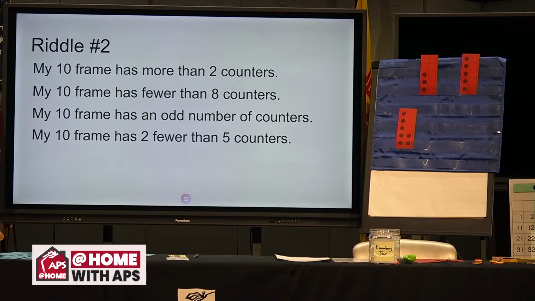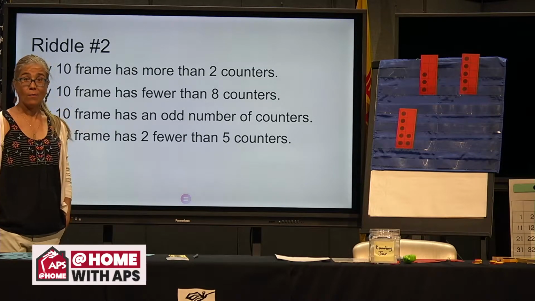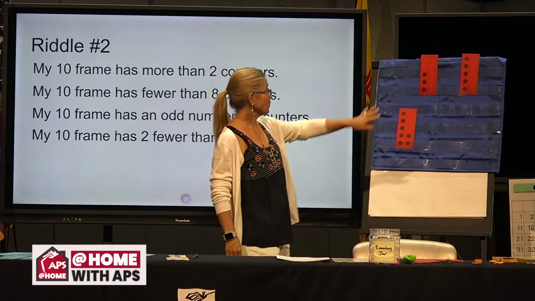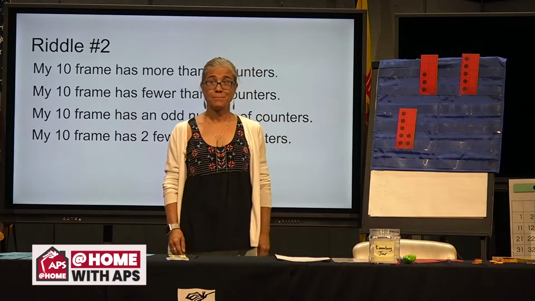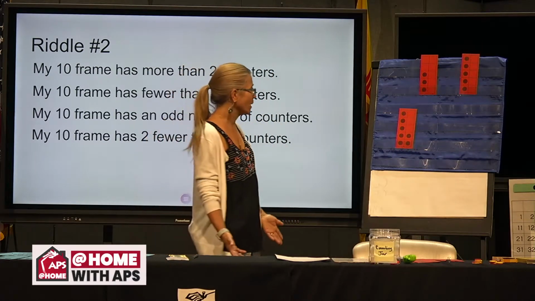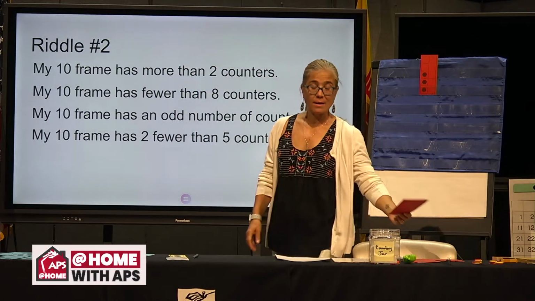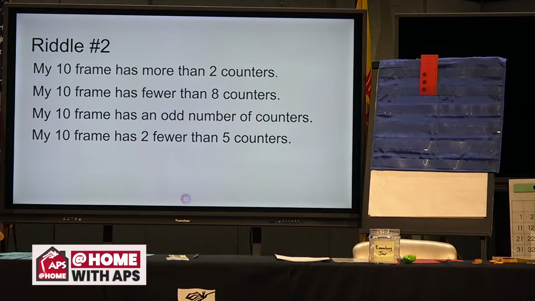My 10 frame has fewer than 5 counters. Wow, that really narrows it down, doesn't it? Which one of these has fewer than 5 counters on it? You're right, 3. We can take 2 of these off right away. That's what I think. I think it's 3. Let's check. You were right. The 10 frame has 3.